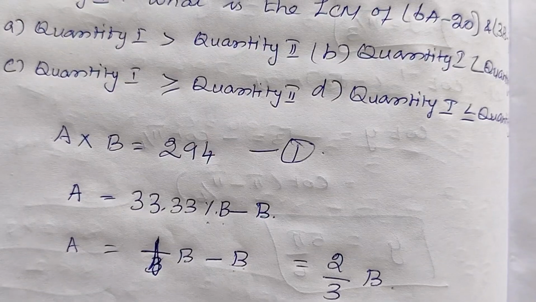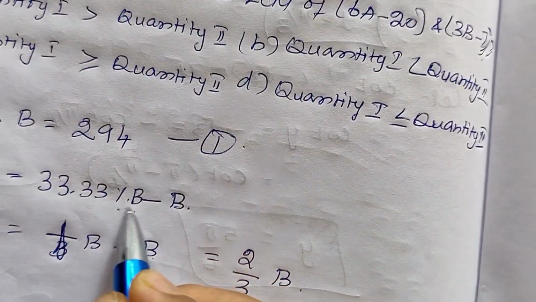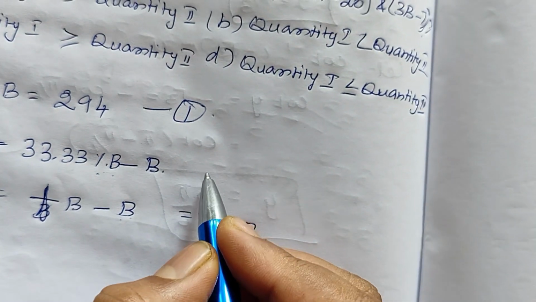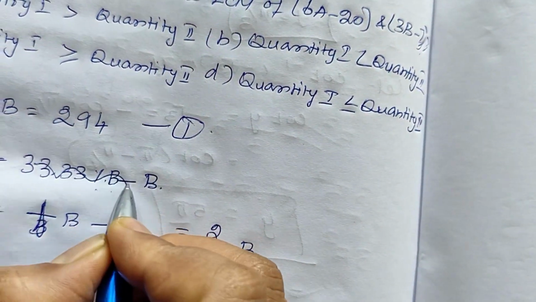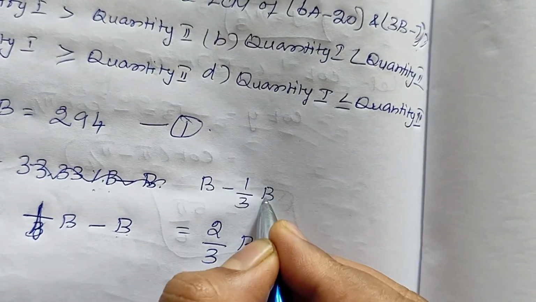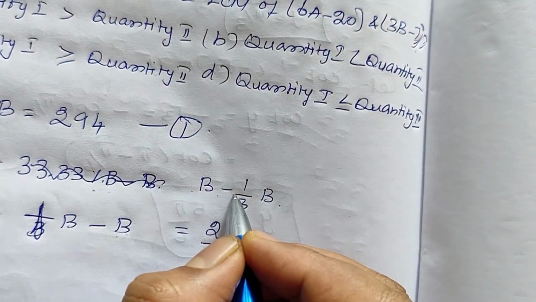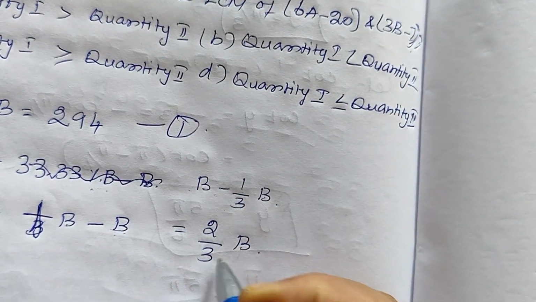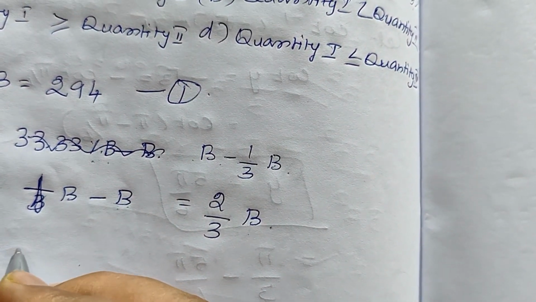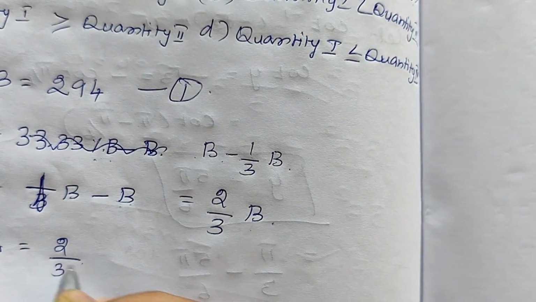33.33% is 1 by 3 less than B. So we can write B minus 1 by 3 B. So 3B minus B, that is 2 by 3 B. So A equal to 2 by 3 B. This is the second condition.